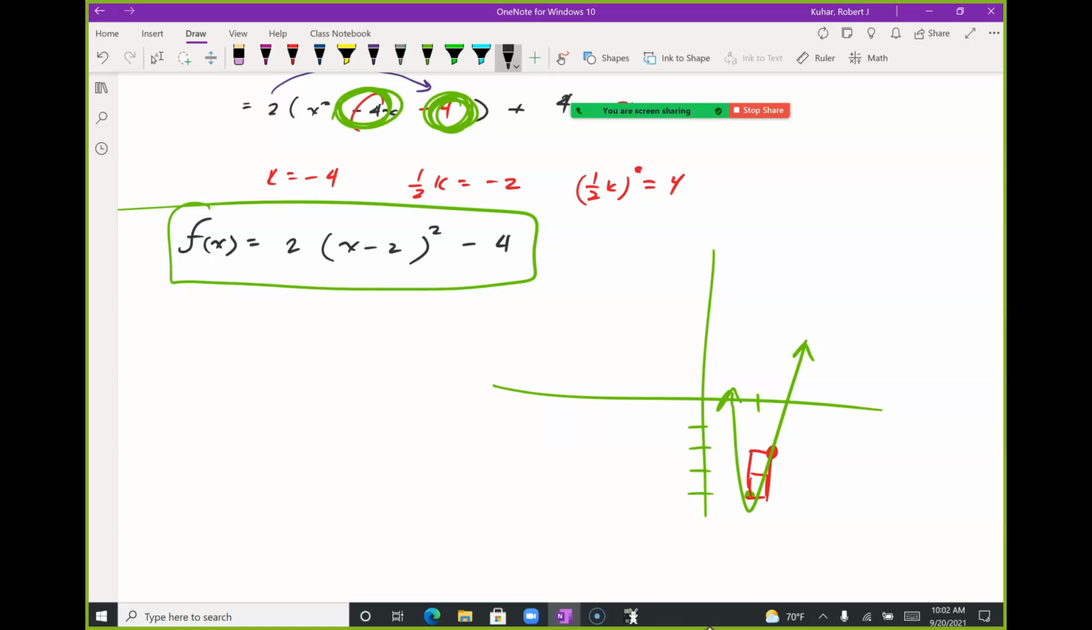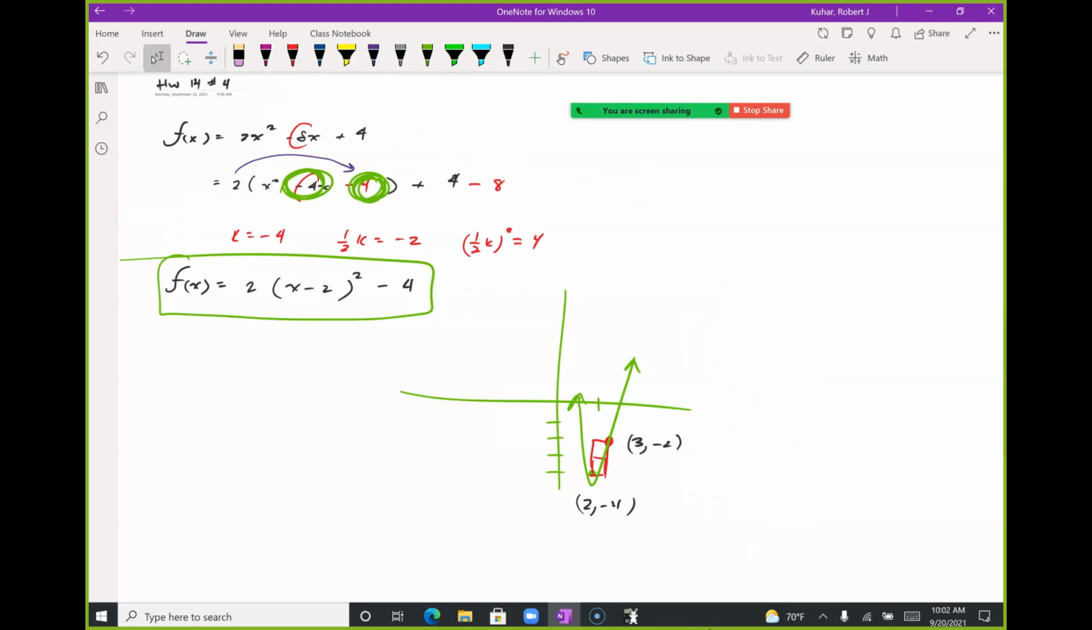So the vertex is at 2, negative 4, and my other point is 3, negative 2, right? Because of that multiplier by 2. This transformation piece I did. So I've got a horizontal shift to the right, a vertical shift down, and a stretch in the y direction. Now, can I just plug points in and verify these points? Yes. And should you do that? Probably, right?